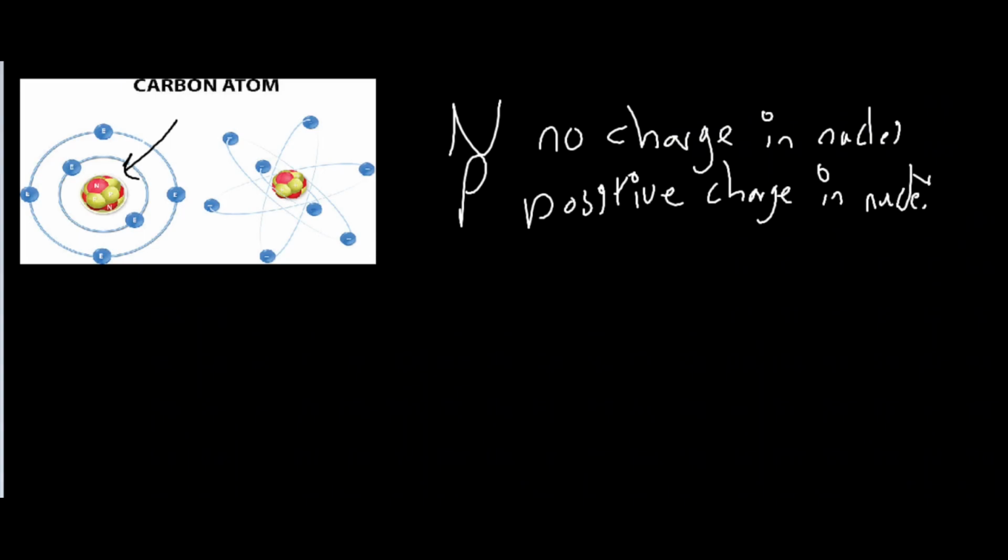Now, these things on the outside, these are electrons. Now, electrons do not really have a mass. They have such a small mass that they aren't usually considered. I mean, sometimes they are. But they have a negative charge and they're out of the nucleus.